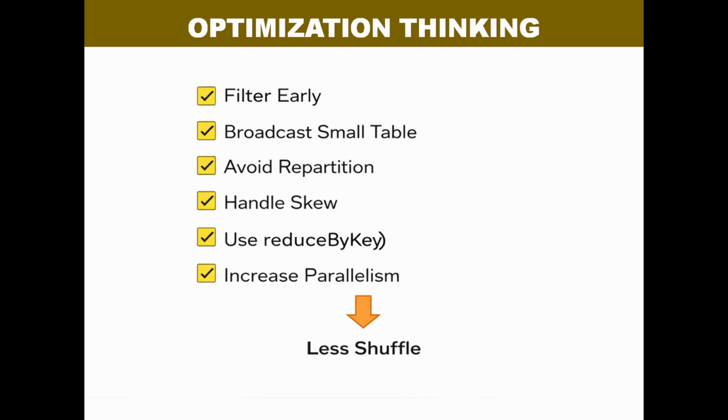As engineers, we should think before writing code. Can I filter earlier? Can I reduce partitions? Can I aggregate before a join? Can I broadcast a smaller data set? Shuffle reduction is performance engineering. The less unnecessary shuffle you create, the faster your jobs usually run.